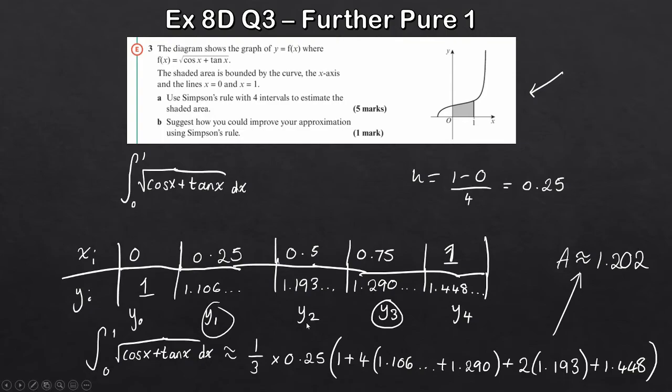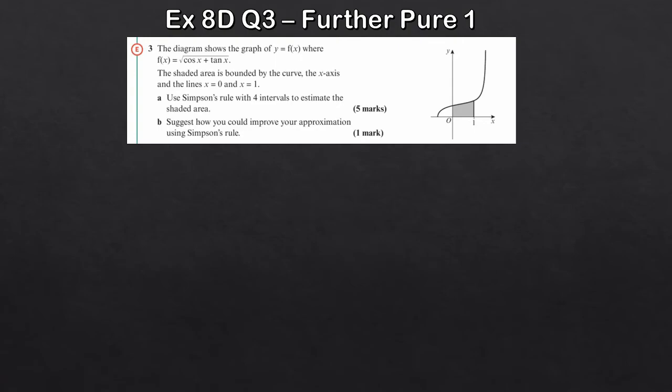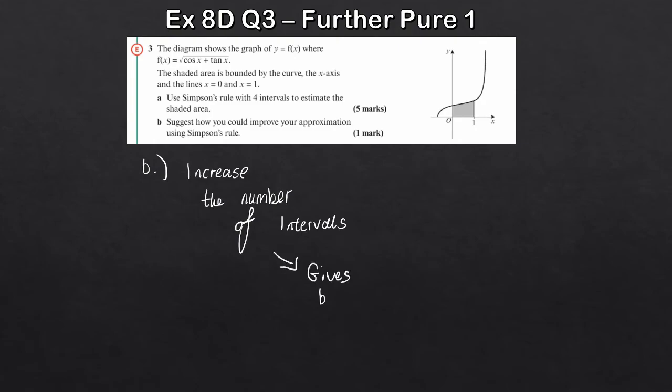And then part B is the 1 marker. It asks us to suggest how we could improve the approximation. So nice and easy. Well, all we've got to do to improve it is just to increase the number of intervals. Increase the number of intervals, which gives a better estimate. Okay, simply that's all you've got to say. So we increase the number of intervals.